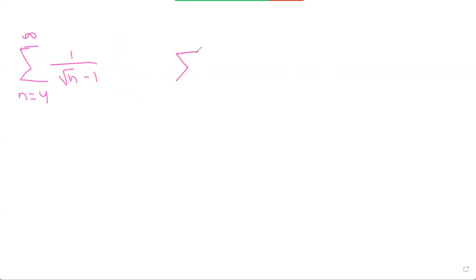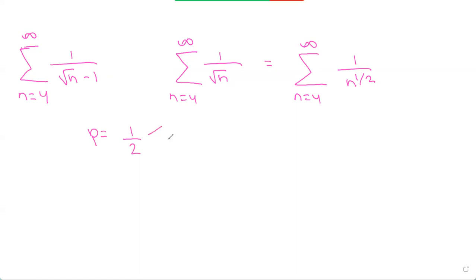We compare this to the sum from n equals 4 to infinity of 1 over root n, which equals the sum from n equals 4 to infinity of 1 over n to the power of 1 over 2. p is equal to 1 over 2, which is less than 1. So it diverges by the p-series test. So this was how we found out whether this diverges or converges. In this case, it diverges, right?